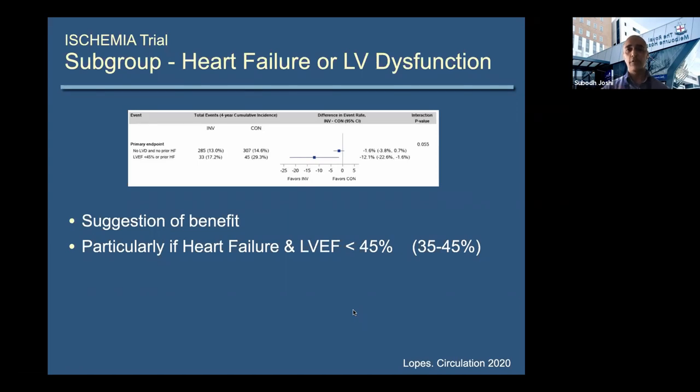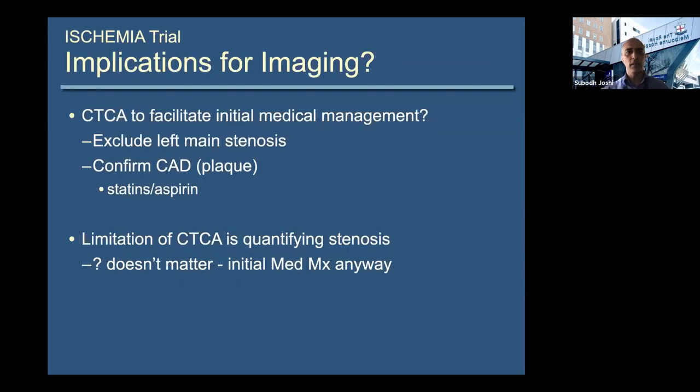Remembering that an EF of less than 35% was actually an exclusion for ISCHEMIA, but we know from the STICH trial that they benefit from at least surgical revascularization. But I personally find this reasonably compelling because it fits in quite well with what we already know about the benefits of revascularization. So why do I mention the ISCHEMIA trial?